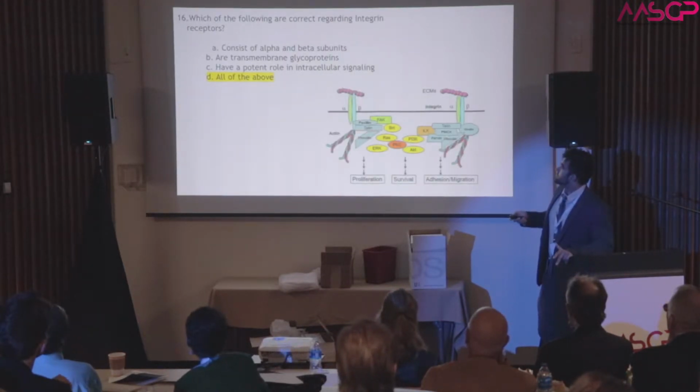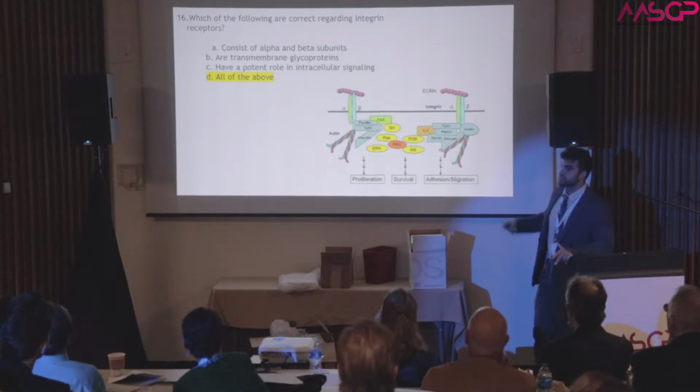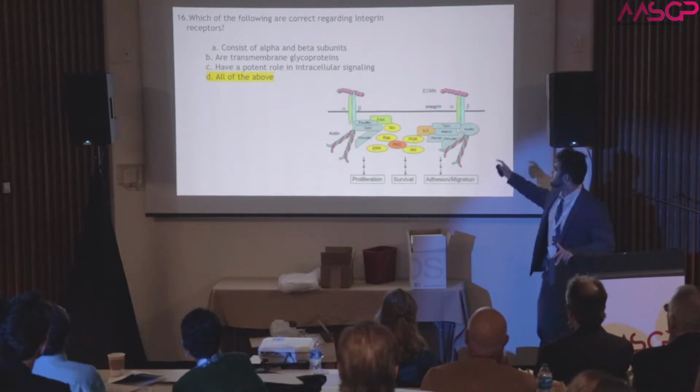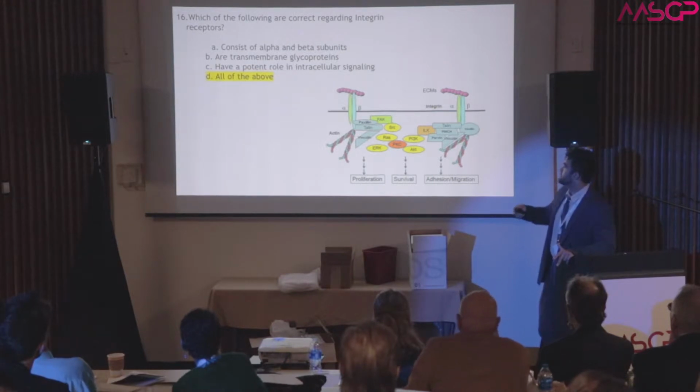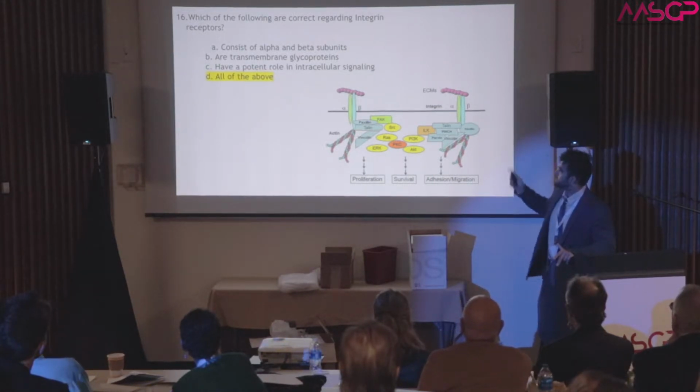Which of the following is correct regarding integrin? You may see a few questions regarding integrin. Exactly, integrin is very important in cell signaling. You should have an idea of what the integrin proteins are. This is just a very broad drawing. They have an alpha and beta subunit. They're usually transmembrane, so there's an outside sticking out. Absolutely. So all of these are true: alpha and beta subunits, they're transmembrane and have intracellular signaling.